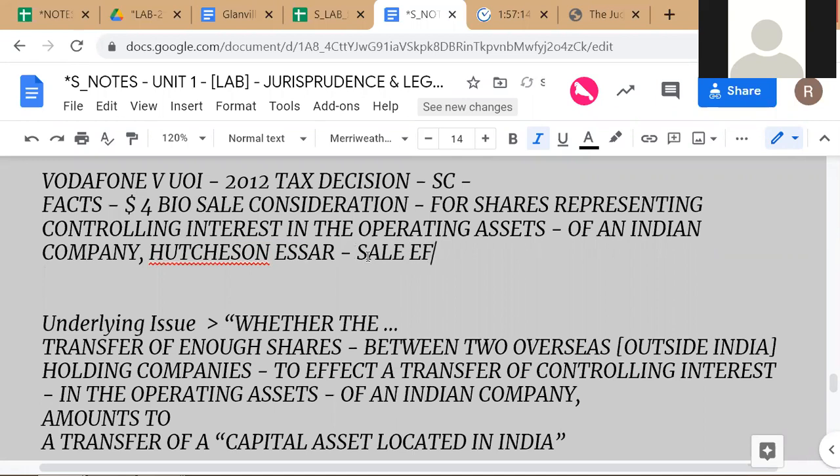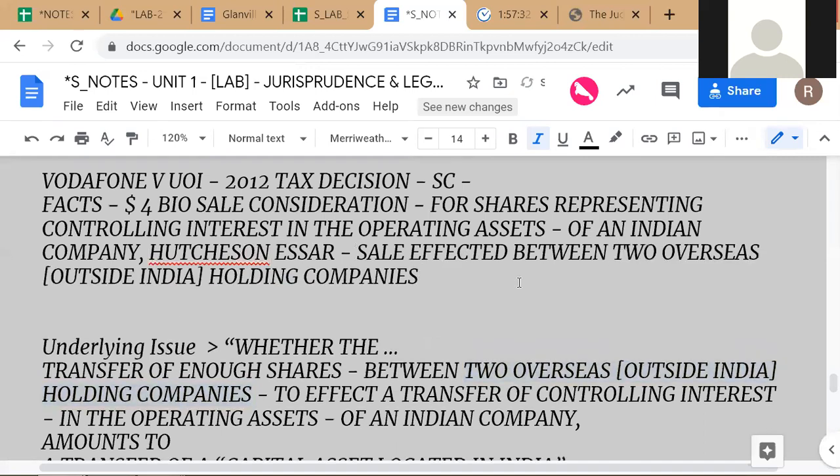a sale effected between two overseas holding companies, outside India, located in tax-friendly jurisdictions. This is not really so important actually. Let's not call them tax havens; it's considered a dirty word now. Tax-friendly jurisdictions. So Ireland is a tax-friendly jurisdiction. Some people like to call it a tax haven.